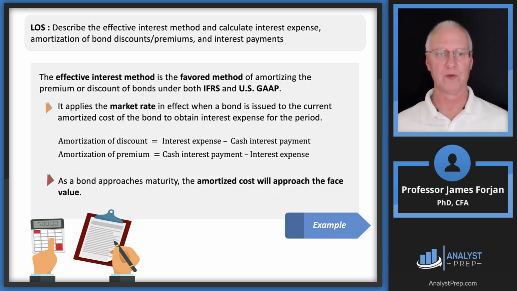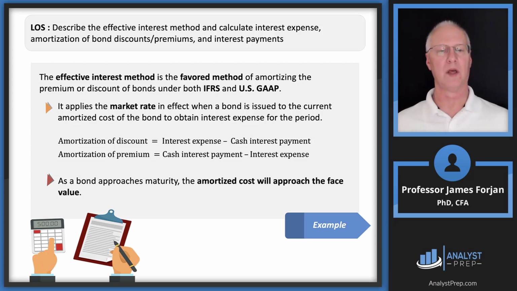And so those premiums and discounts, they have to be amortized. And so both the U.S. and the international group, they favor the effective interest rate method to amortize the bond premium or the bond discount. And I'll show you an example of that here in just a second.